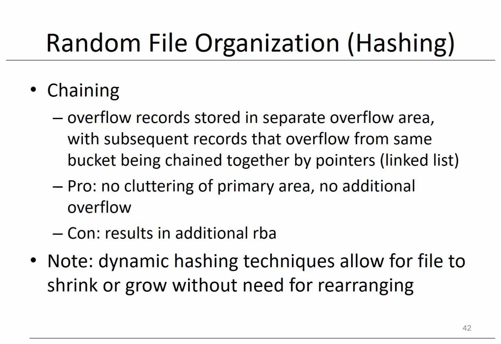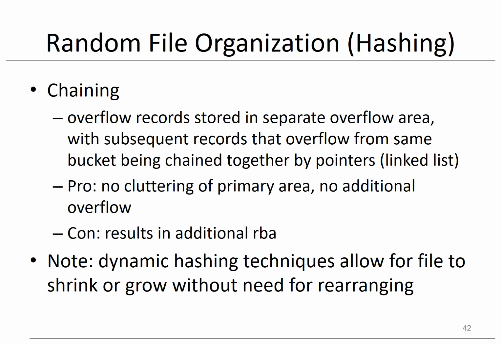An alternative overflow handling technique is chaining. Here, overflow records are stored in a separate overflow area, with subsequent records that overflow from the same bucket being chained together by pointers. Such a structure, where items are connected sequentially by pointers, is called a linked list. In the context of hashing, linked lists can be used to access all records overflowing from the same bucket by following the pointers between them.